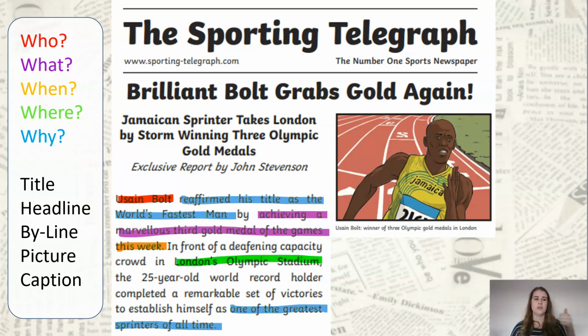So you can see that you've got your who, so the name of the people or the persons involved. The what is what it is that you are reporting, what's the main event of our story. The when is going to be the time, and the where is where this is going to take place, obviously it's in London, and the why, the reason for why we're reporting this story, okay? So I've also included my title, headline, byline, picture and caption, but we're not going to model those to you as such because I think you can have a go at doing those yourself.